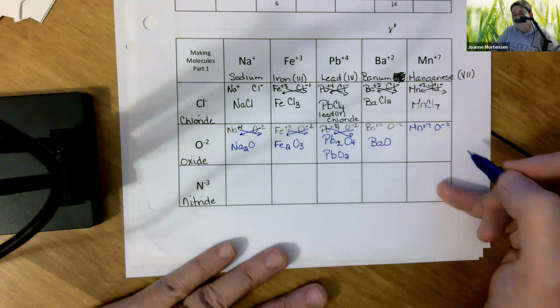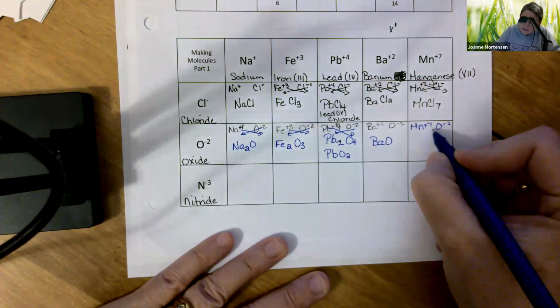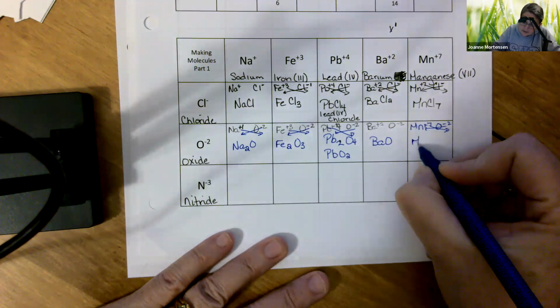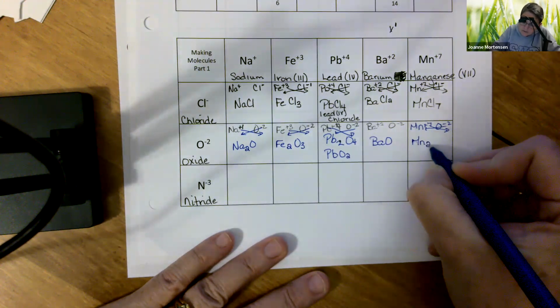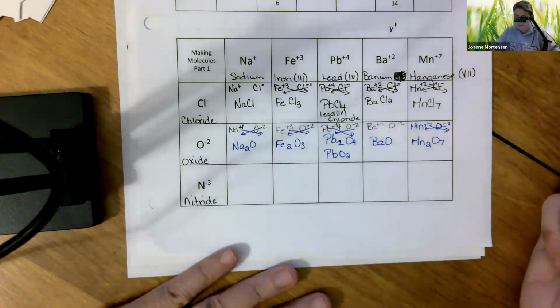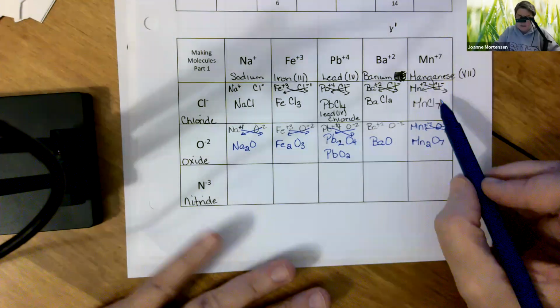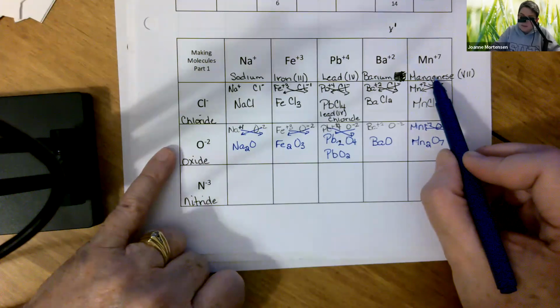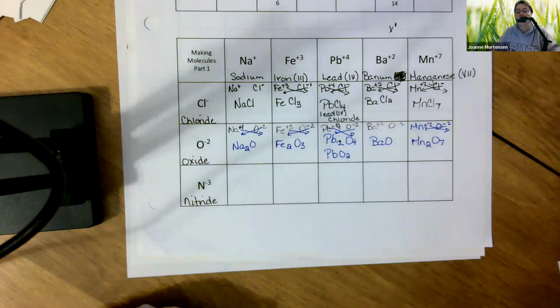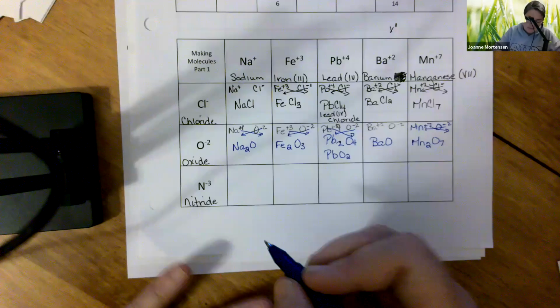And then this one, you know what? It's scary. No, it's not scary. We just cross our charges. So manganese 2, oxygen 7. So we would call this, just so I name some of them, manganese 7 oxide. Ta-da! There we go. All right, on to nitride.